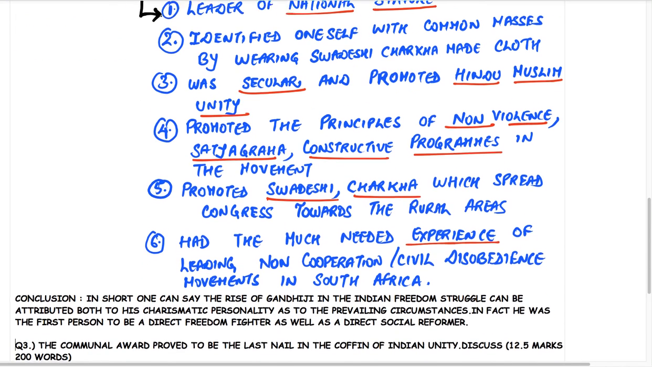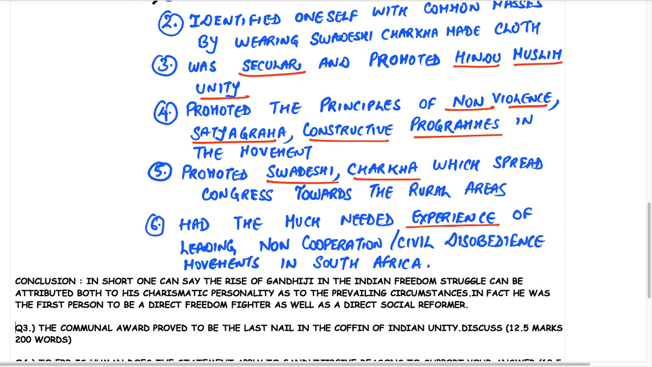And in conclusion, one can say the rise of Gandhiji in the Indian freedom struggle can be attributed both to his charismatic personality and to the prevailing circumstances. I have proven this via these two flowcharts. In fact, he was the first person to be a direct freedom fighter as well as a direct social reformer. So I have ended the answer with a crucial value addition.